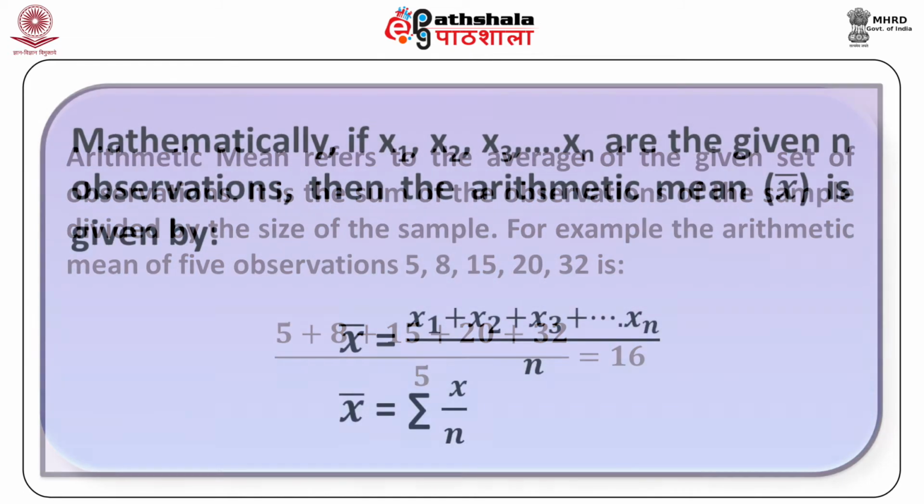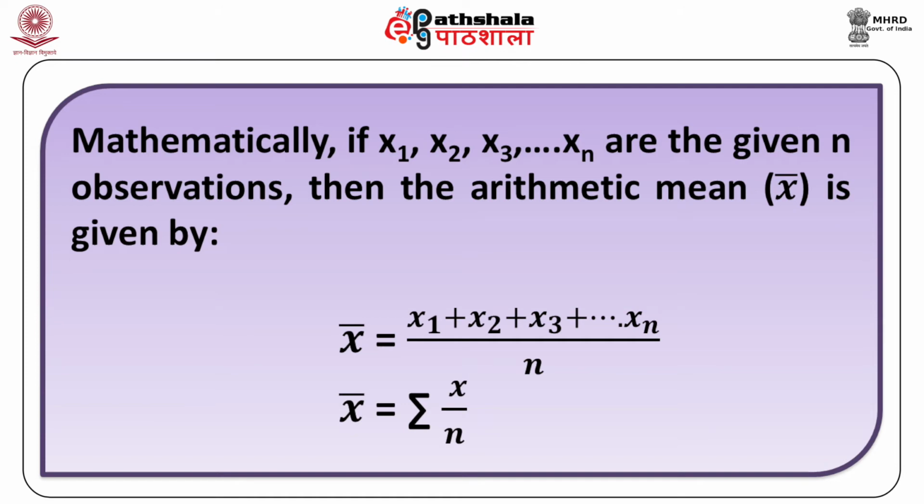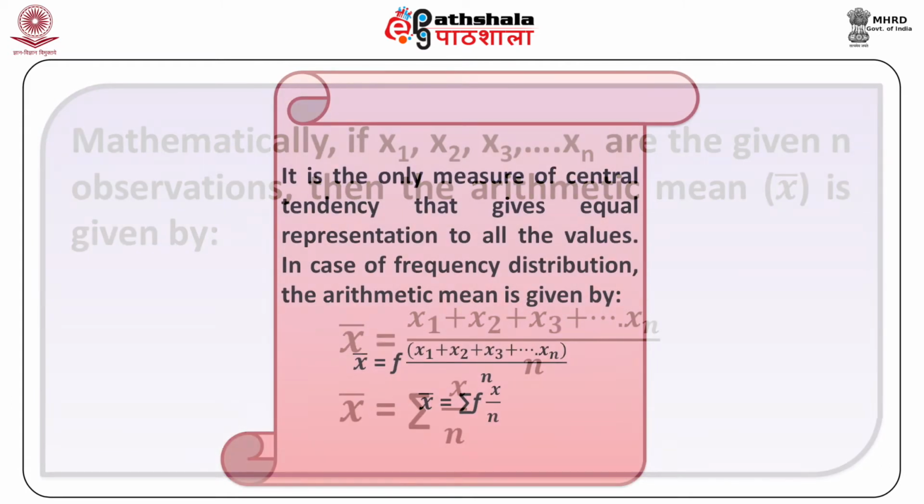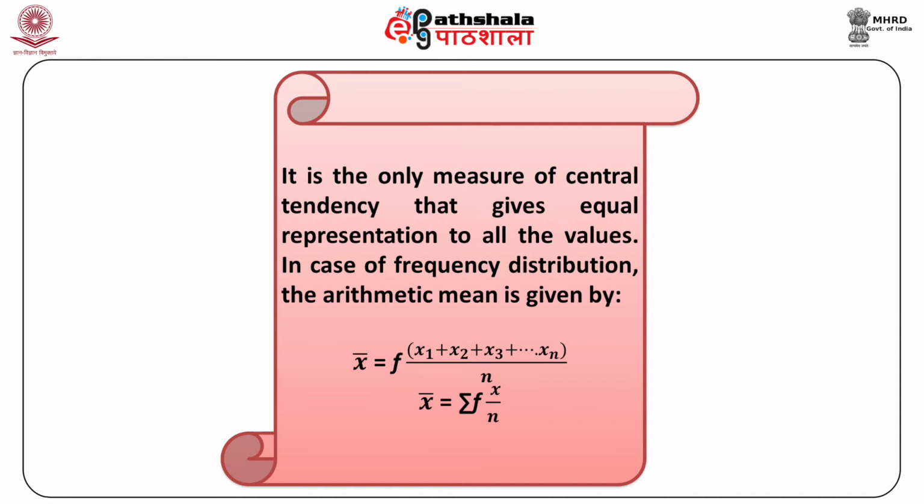Similarly, for n observations, the arithmetic mean can be given by x bar is equal to summation x upon n, where x refers to the observation and n refers to the total sample size. It is the only measure of central tendency that gives equal representation to all the values. In case of frequency distribution, the arithmetic mean is given by the expression x bar is equal to summation f into x upon n, where f refers to the frequency.